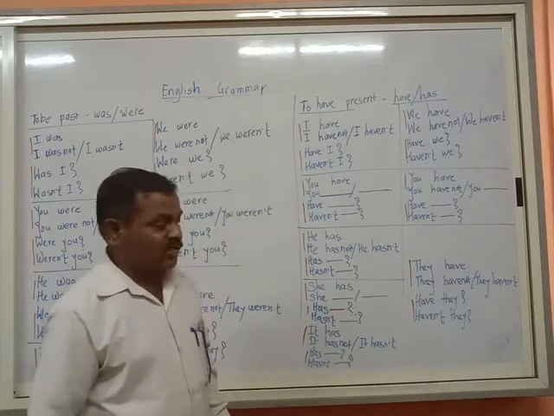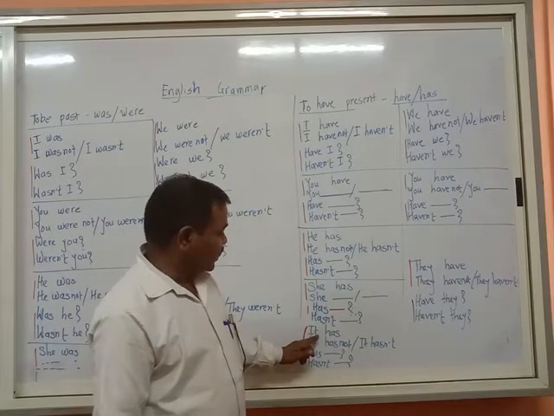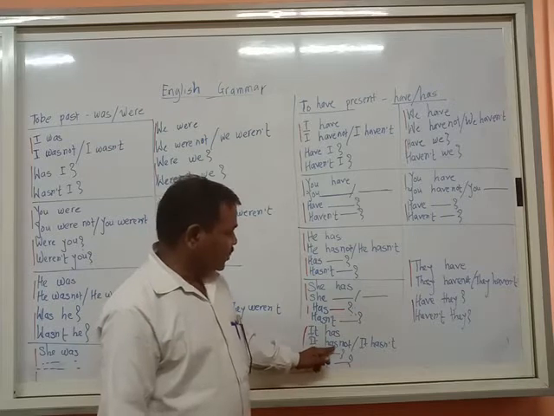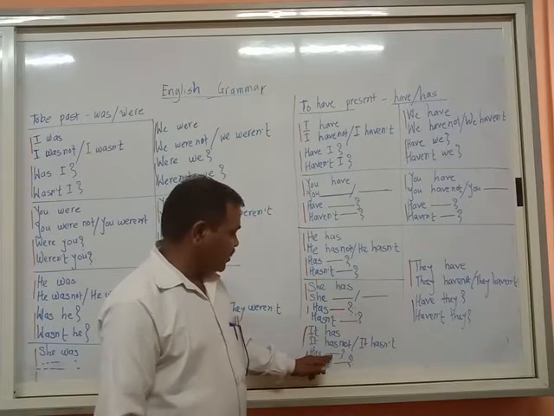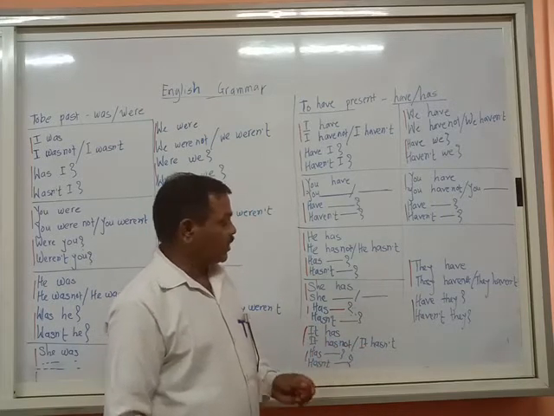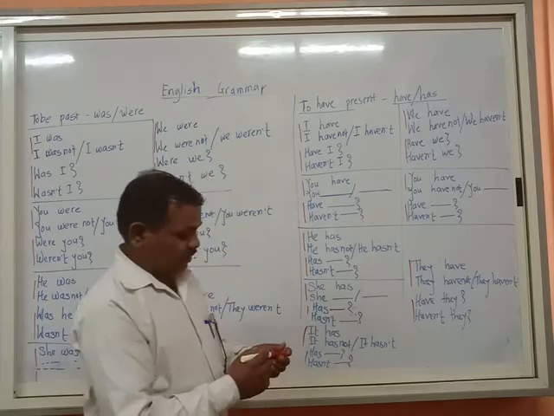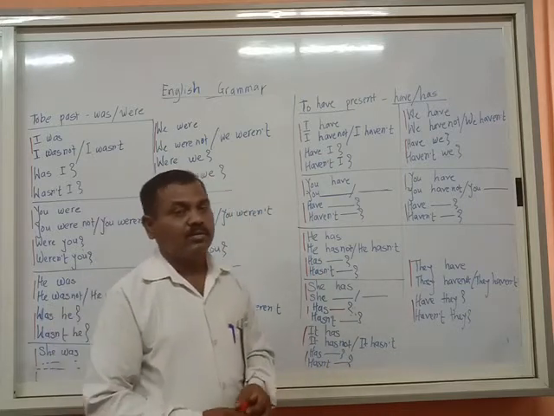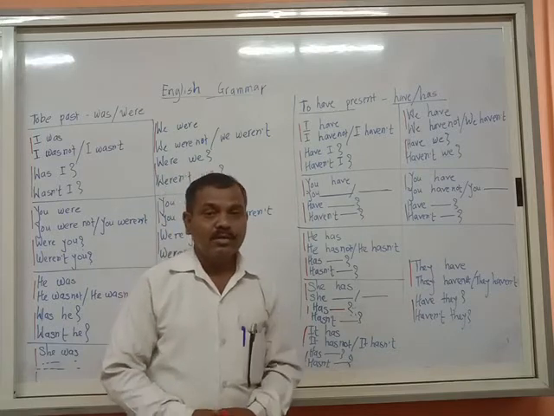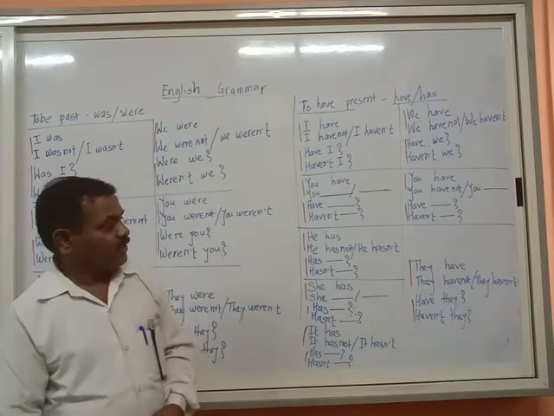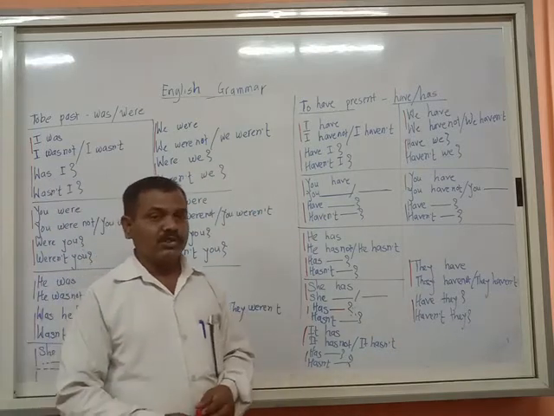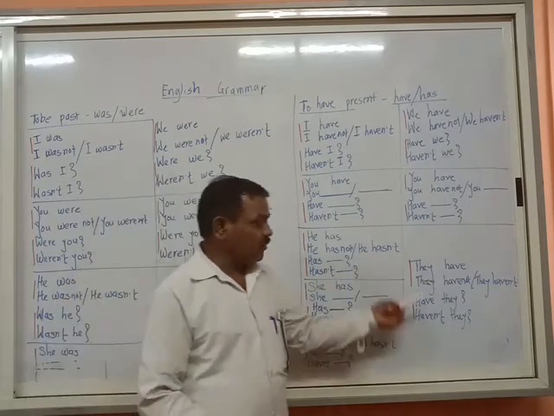Here has she, hasn't she. And here it has not, it hasn't. Has it, hasn't it. Like that. You have to fill up these gaps with the simple forms of the pronouns, and somewhere you have to use auxiliaries also. So learn this chart very well.